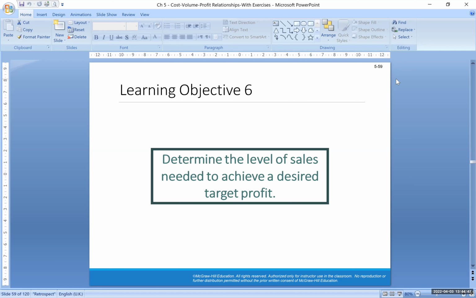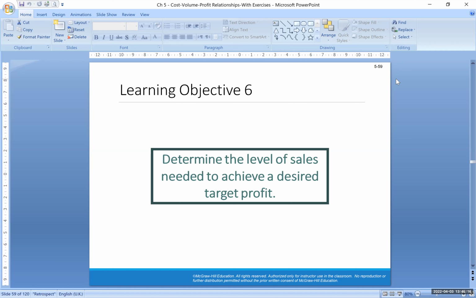calculate the break-even point in units and in dollar amounts or sales amounts. The last thing that we finalized was how to calculate the break-even point in units and in sales amounts. Now, I will start with learning objective number 5.